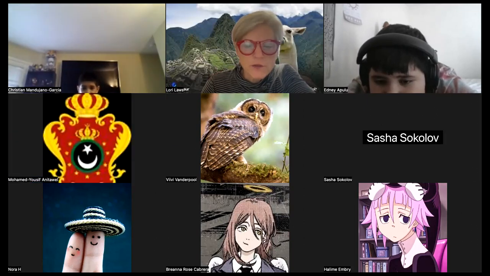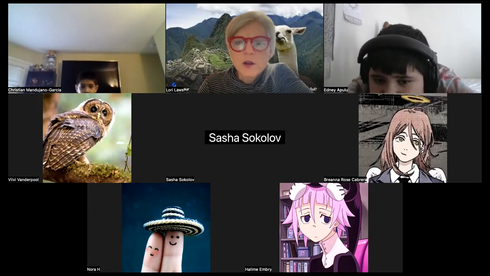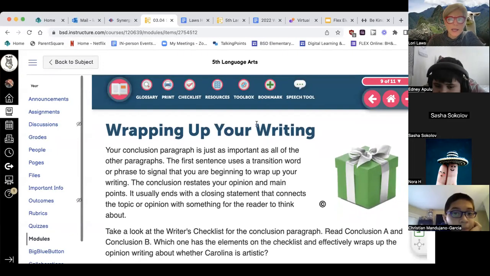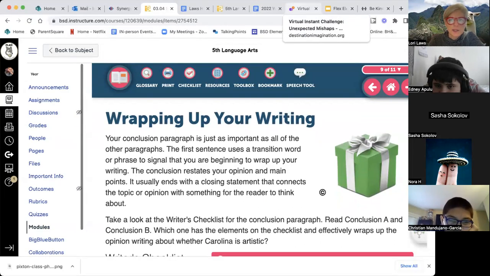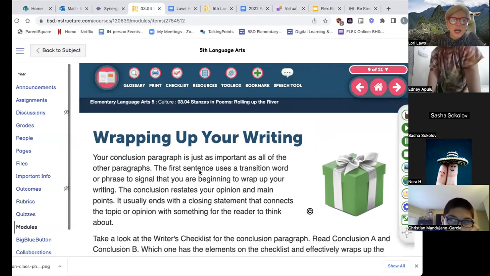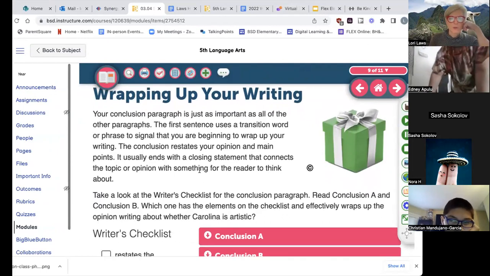So let me show you, first of all, I'm going to share the assignment itself. So if I share my screen right now and we go to lesson 3.04, wrapping up your writing, here it is. Page 9 had conclusions. So lesson 3.04, stanzas and poems rolling up the river. Page 9, wrapping up your writing. Your conclusion paragraph is just as important as all of the other paragraphs.